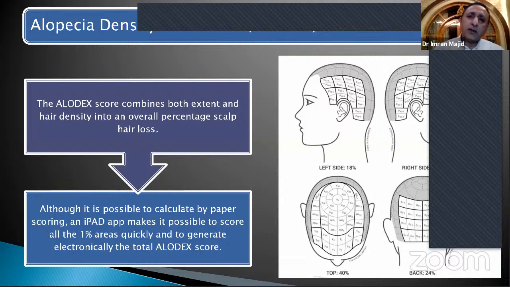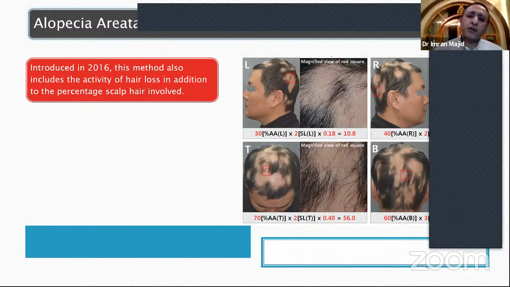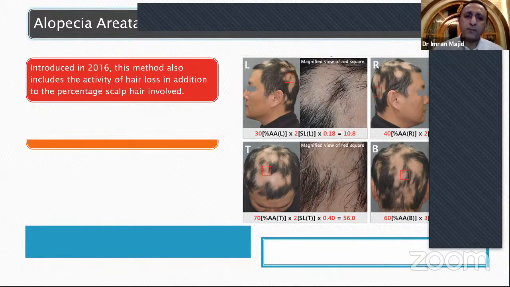Another scoring described in alopecia areata is the Alopecia Areata Progressive Index. This was introduced in 2016. How this method differs from others is that it includes the activity of hair loss. See, the SALT score tells us the extent of hair loss that the patient has. It does not tell us whether the disease is active or inactive. So this score adds that activity into the overall scoring.